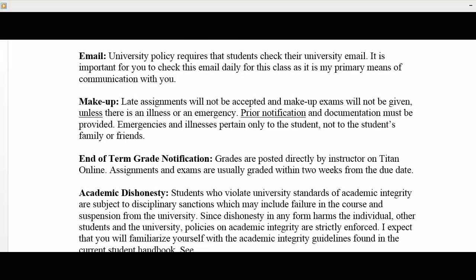As for course policies, email is the single best way to communicate in regards to online courses. So it's very important that you check your email on a regular basis. Since this is an online class, I do expect you to check this email daily. And again, it's the primary means of communication for this class.